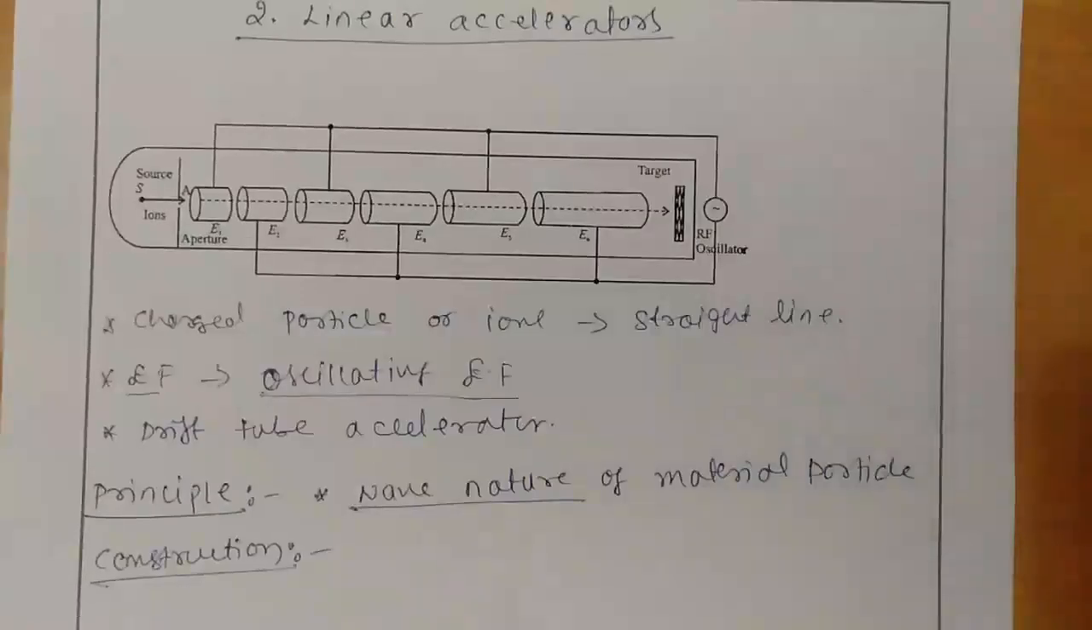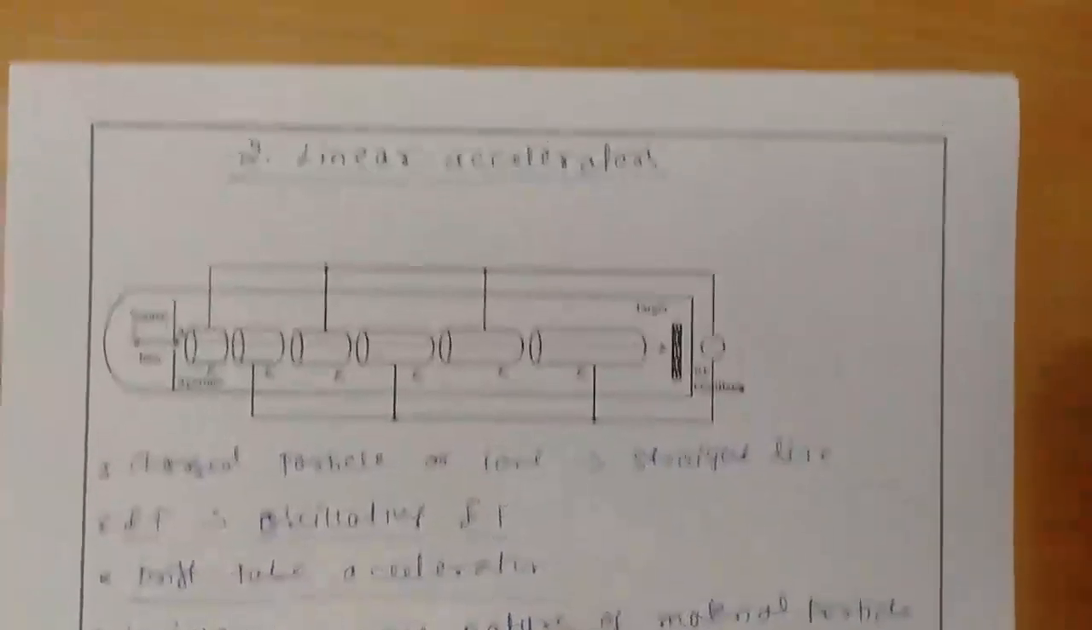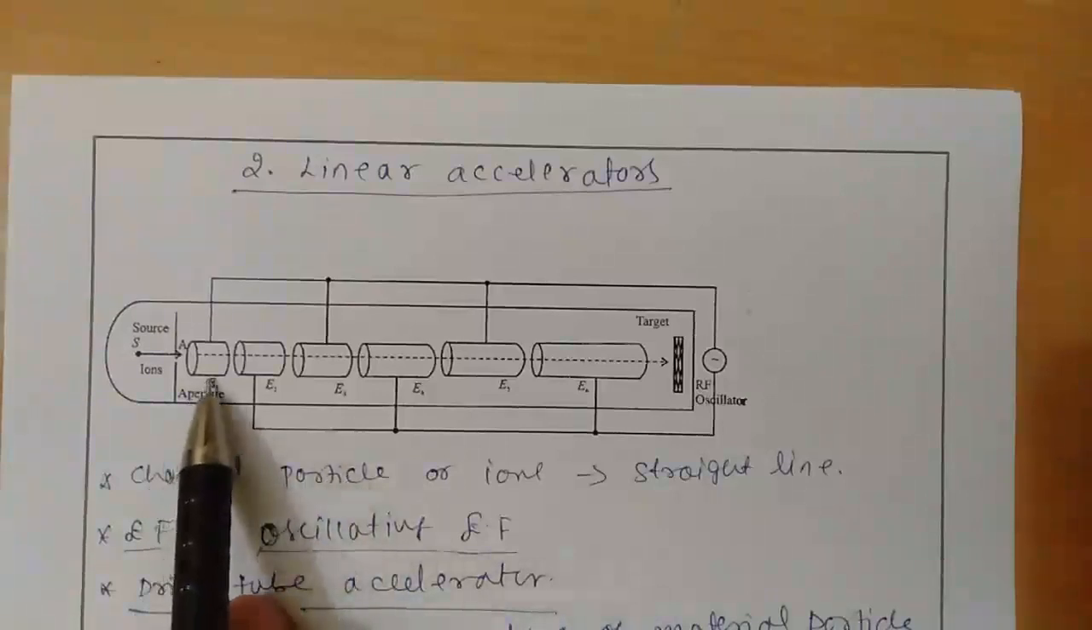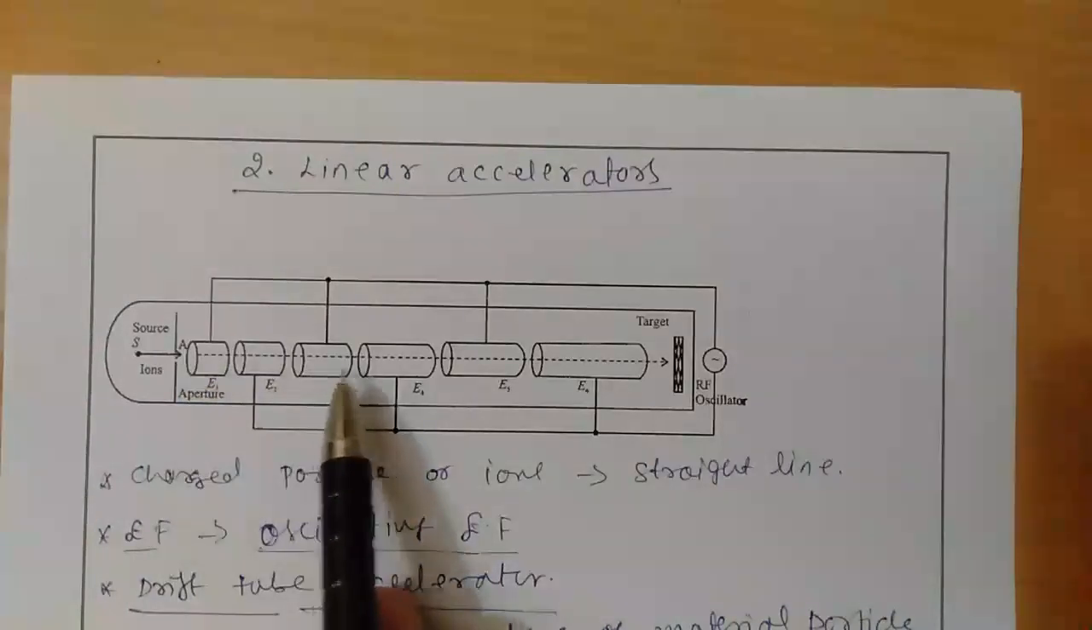Now let us look into the construction of the drift tube accelerator. In this diagram we can see that the drift tube accelerator consists of coaxially placed hollow metal cylinders.